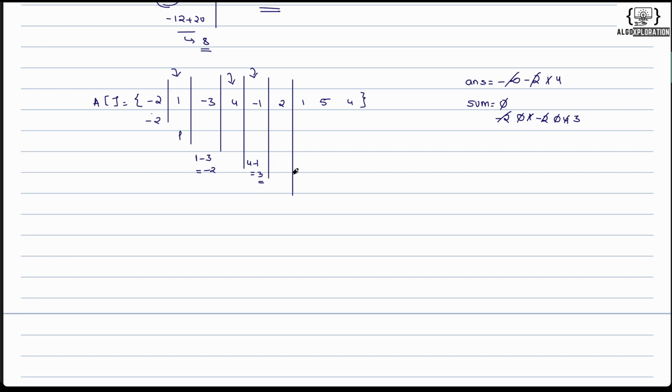Now we have to include 2 to our sum. So 3 plus 2 will be 5. Now we can see that the answer is smaller, which is 4. So we have to update it to 5. Again move forward. Now we have to include 1 to our sum. So 5 plus 1 will be 6. So update the sum to 6. Again compare sum with answer. Here we will be updating answer to 6 because it is greater.